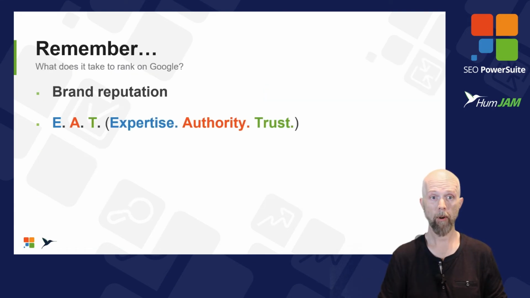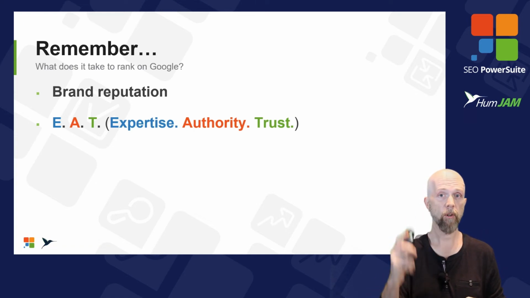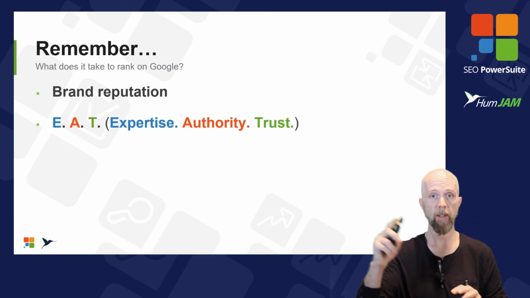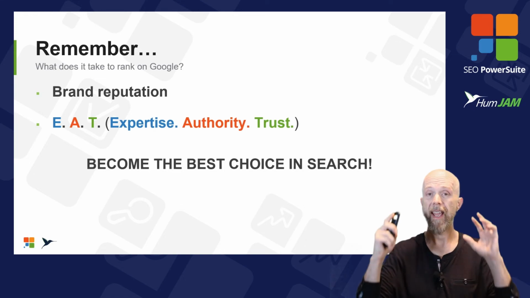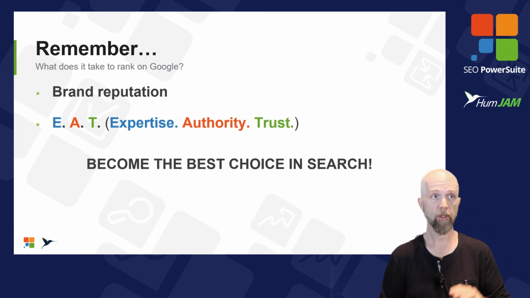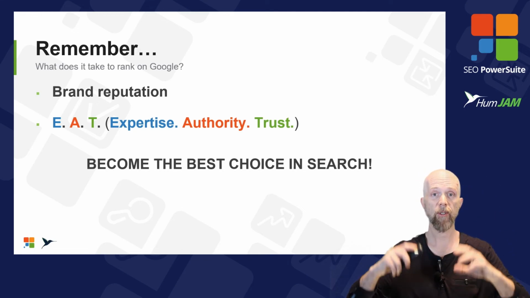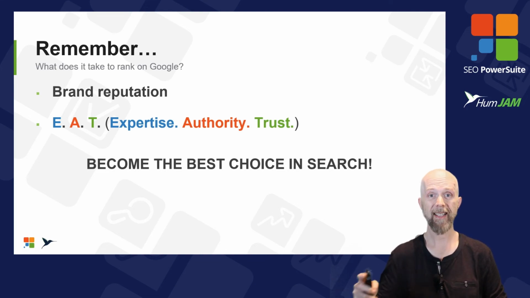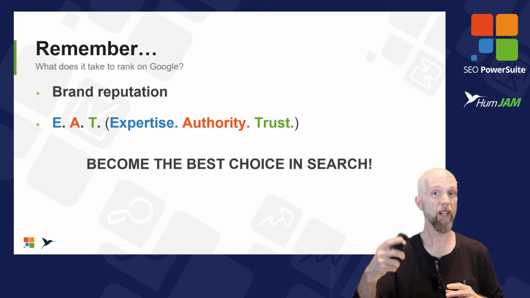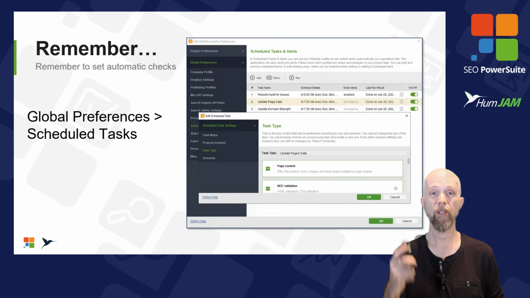So remember, brand reputation. So we want to make sure that in order to rank on Google that we have the EAT signals, that we have the expertise, we have the authority, and we have the trust. And really, this is what it's all about, is become the best choice in search. And we can do that by making sure that there's no errors, there's no issues, title tags are correct, all these factors are correct. And once we clean up the web with these factors and we have the best choice in search, you'll see your ranking go up and you'll see traffic come to your website using Google.